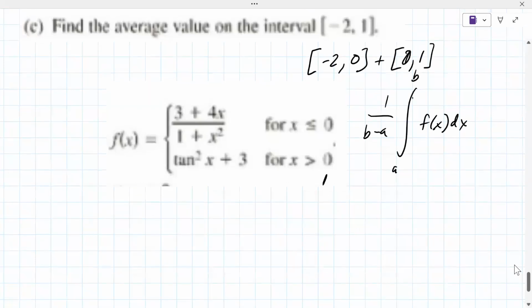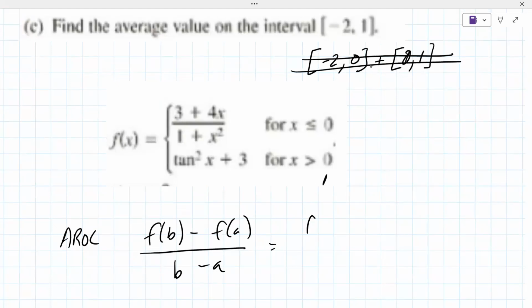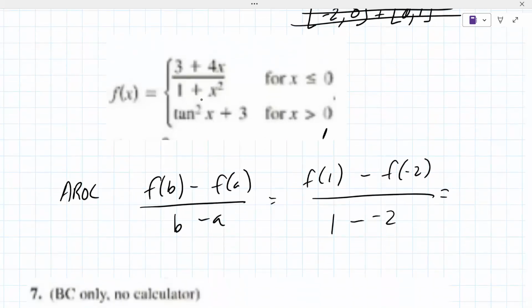This is all wrong. You don't need this for average value. You do if you're using the integral. But here it's the average rate of change. This isn't even calculus. It's f of b minus f of a over b minus a. So none of this is applicable. It's f of 1 minus f of -2 over 1 minus -2. So you just put these into the function here, 1 into this one, and -2 into the other.